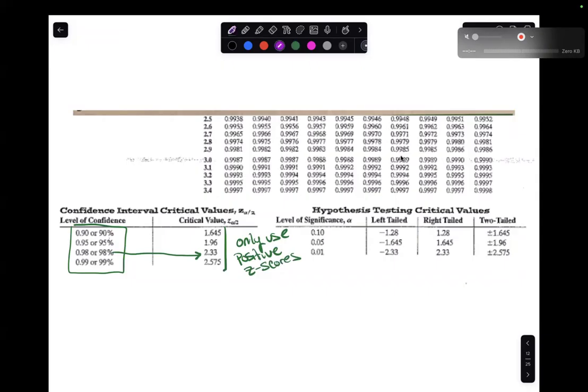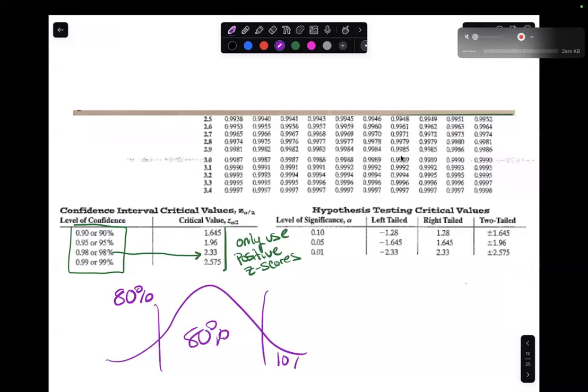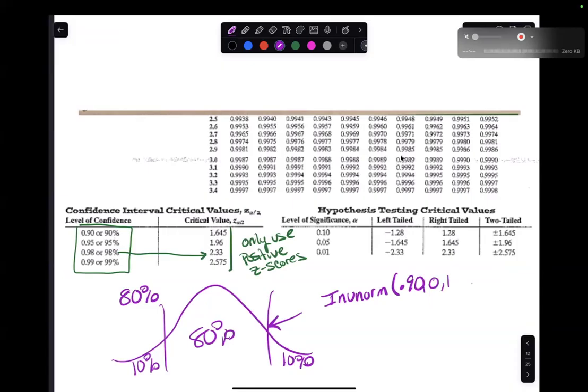So for example, let's say I'm 80% confident. Then my tails, I have 10% up here and 10% right there. I'm going to use inverse norm with 0.90, because that's what the z-score right there is for, with mean 0 and standard deviation 1. And this will give me the critical value.